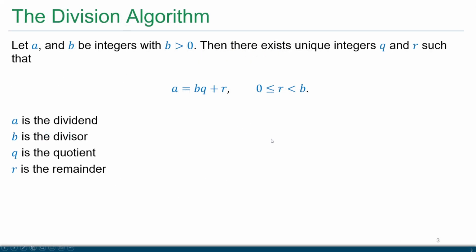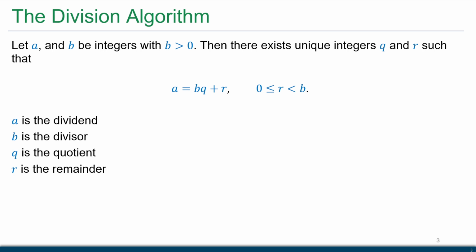So what we get from this is the division algorithm. Let a and b be integers, and the only condition on a and b is that b has to be strictly greater than 0. So it can't be 0, it has to be greater than 0. Then there exists a unique integer q and r such that we can decompose a as a product and a sum. So a = bq + r, where r is bounded: r can be greater than or equal to 0, but it has to be strictly less than b. So there are 4 variables here.